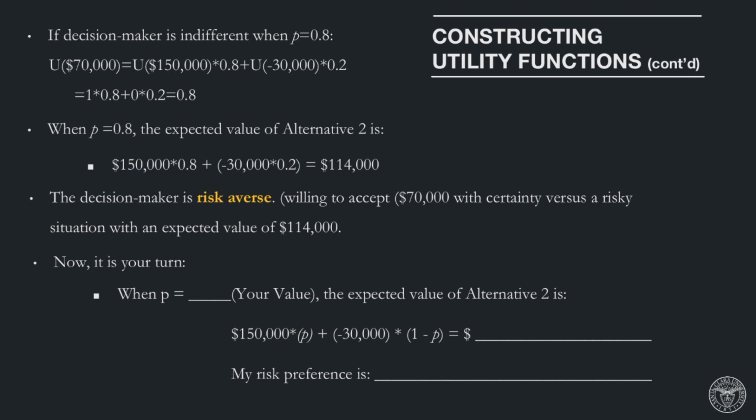For example, suppose someone has a P value equal to 0.8, and we can compute the utility value of $70,000, which is equal to the utility of $150,000 times 0.8 plus the utility of negative 30,000 times 0.2. Because we assign utility of 150,000 to 1 and utility of negative 30,000 to 0, we have 1 times 0.8 plus 0 times 0.2, and we get 0.8 for the utility of $70,000.